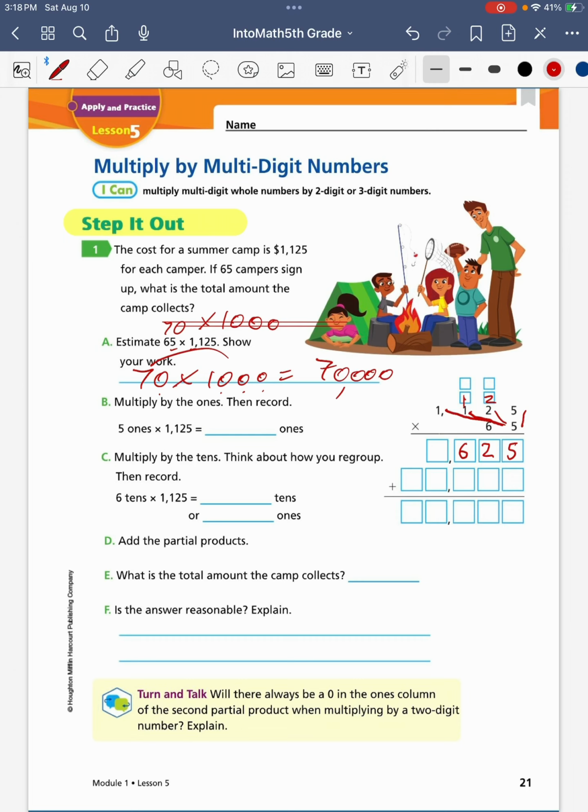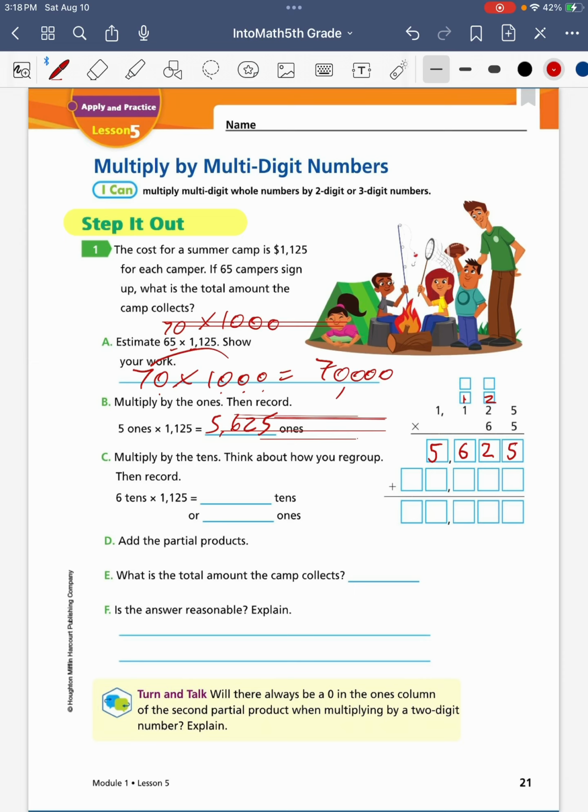Lastly, I do 5 times 1,000. 5 times 1,000 is 5,000. So for my ones, I have 5,625. 5 ones times 1,125 equals 5,625.